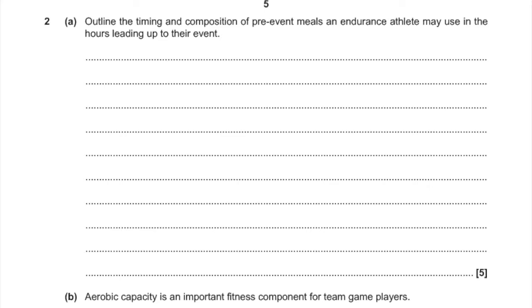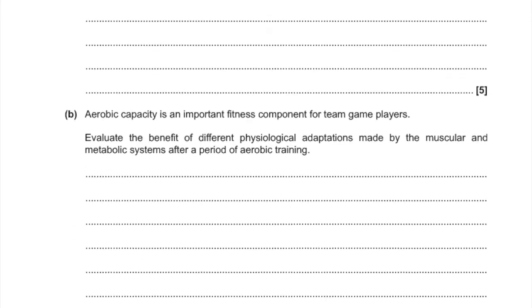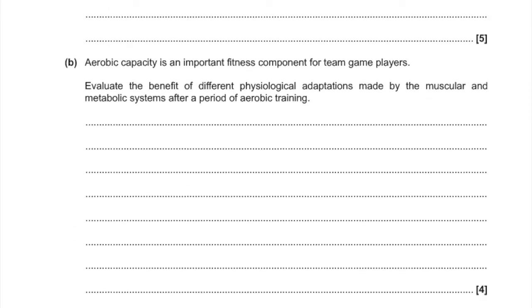But also you've got the immediacy, so what you're eating in the changing room immediately before a game and how that changes. So maybe carbohydrates is going to be a big part of your answer, but how the different carbohydrates will be taken during those different times. And again, we're looking for 5 marks there. On to B then, the aerobic capacity. Evaluate the benefit of the different physiological adaptations made by the muscular and metabolic systems.